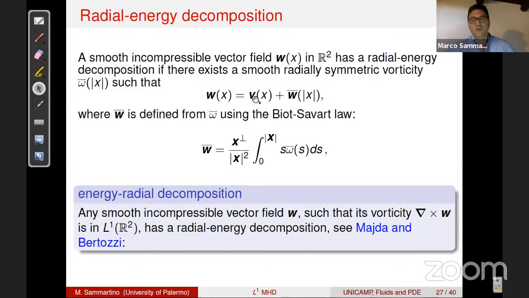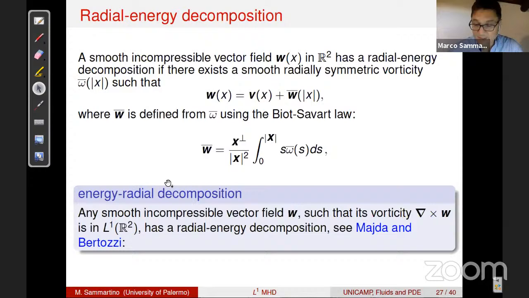So from v we can define an energy, because there is an L2 bounded norm, plus a radial part. And the theorem, whose proof can be seen in the Majda and Bertozzi book, says that any smooth incompressible vector field omega such that its vorticity is L1 has a radial energy decomposition. So that's exactly what we need. What we have and what we need.